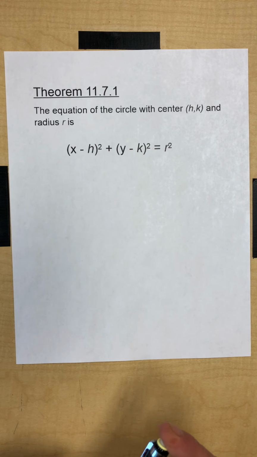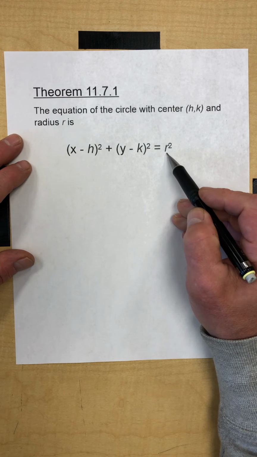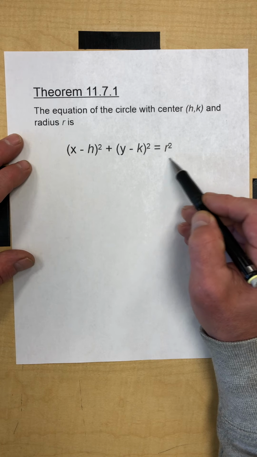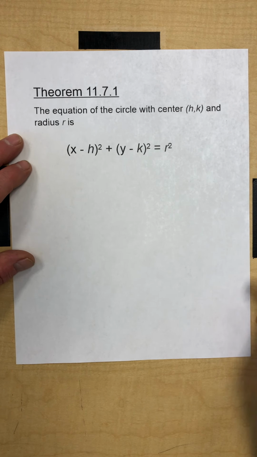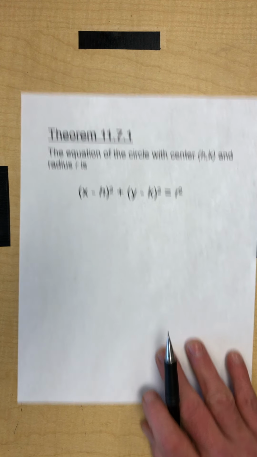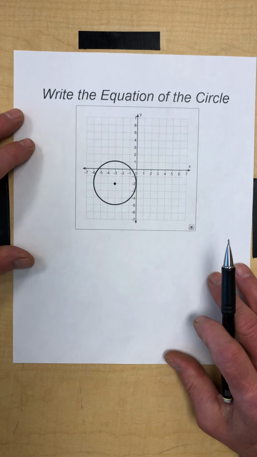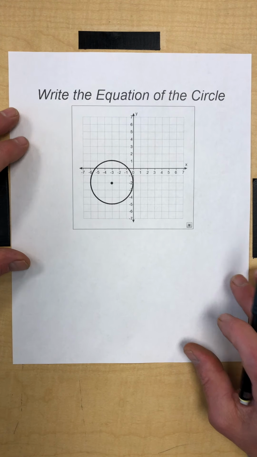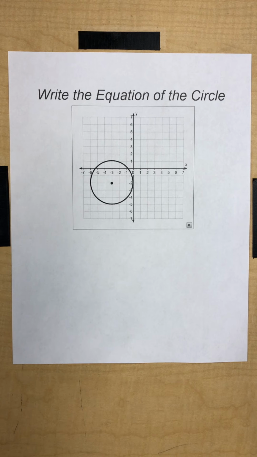So you've got to keep that in mind. If you're asked for the radius, you would have to take this constant right here and take the square root to get the radius, because that's always radius squared. We're going to use this today to get through some basic ones. They might give you a graph or some sort of diagram of the circle and want you to write the equation of the circle. So I need the coordinates of the center and I need the radius.